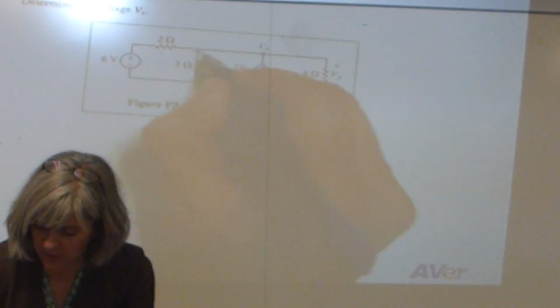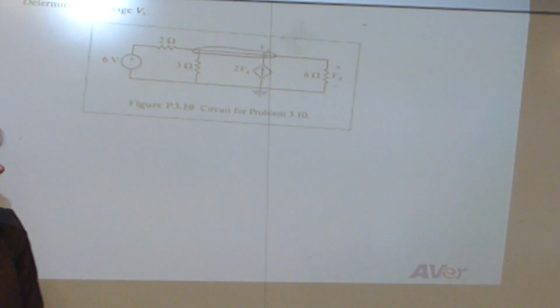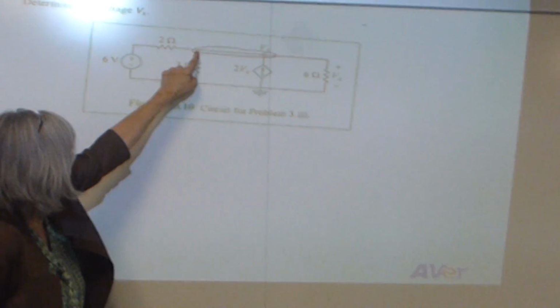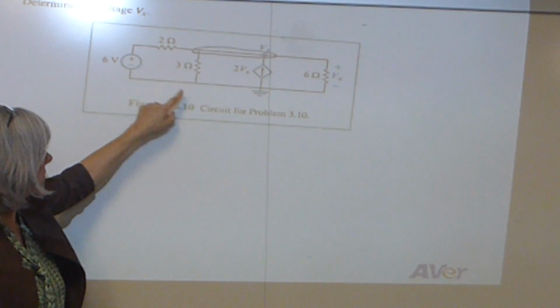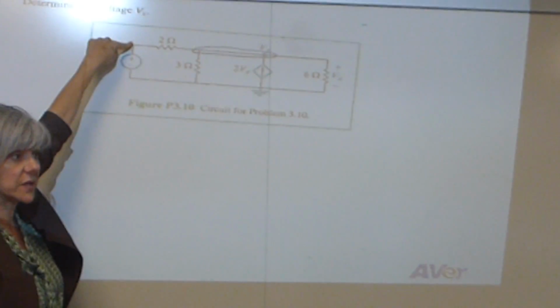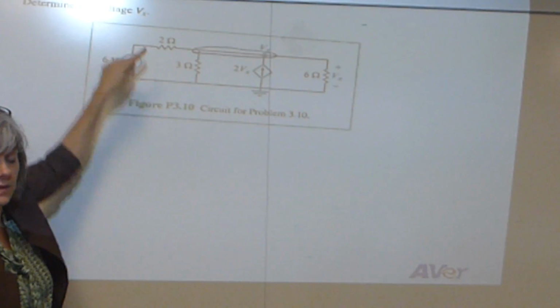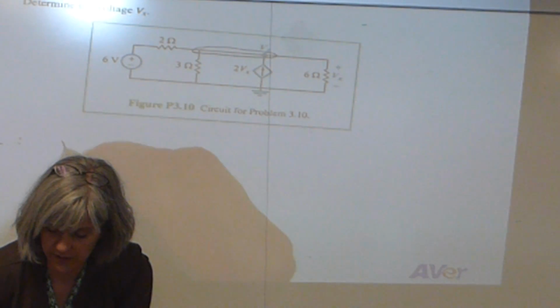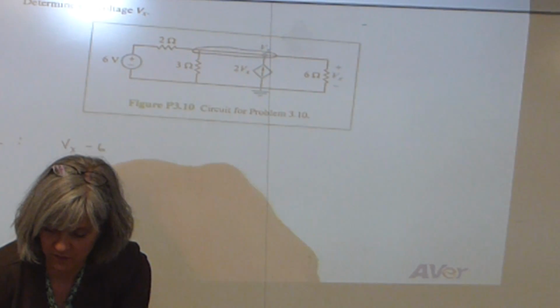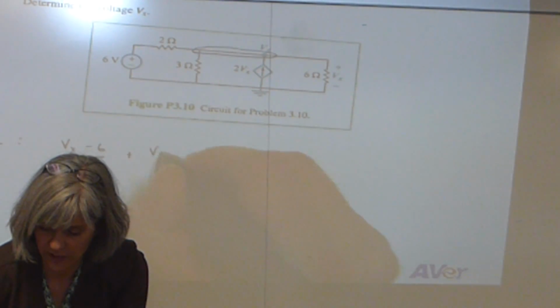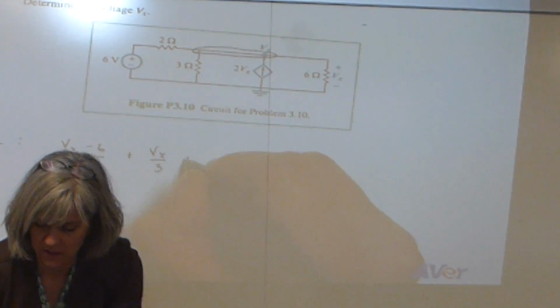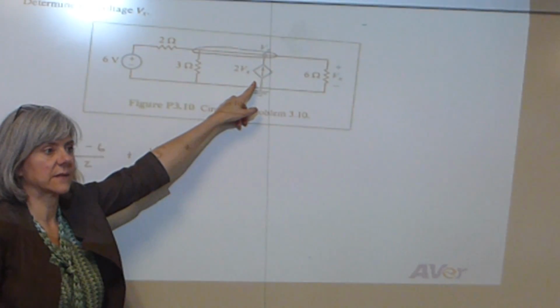So this is one big node. Okay, so 4 branches. So V sub X minus 6, because we know if this is 0, then this point right here is 6 volts. If you need to write that in, go ahead. So we're going to have V sub x minus 6 over 2. That's V sub x over 3. What about this one?